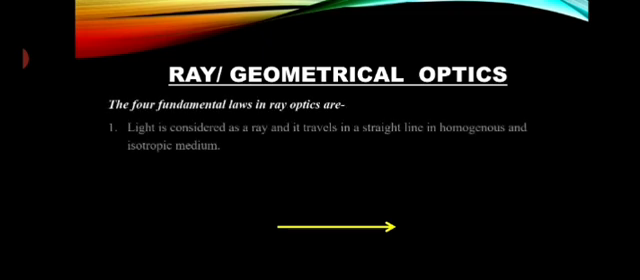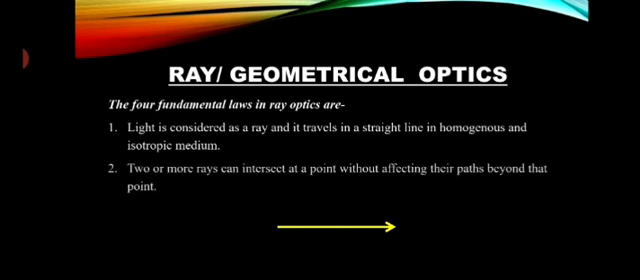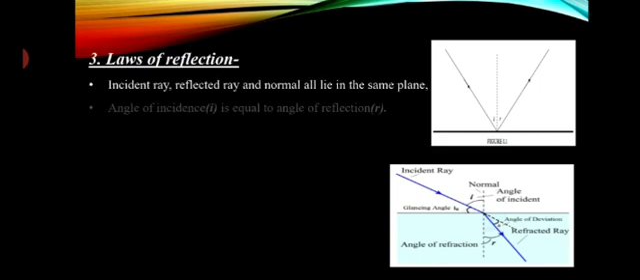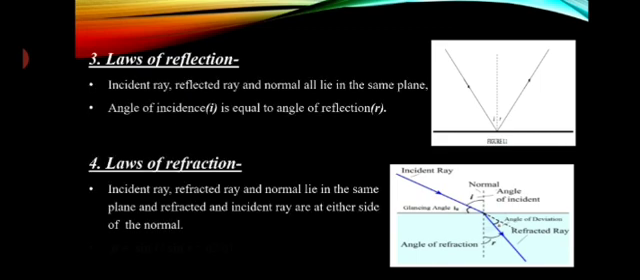Also, we saw that depending upon the nature of light, optics is divided into ray optics and wave optics. And also, we have seen the laws governing ray optics. The first law states that light is considered as a ray and it travels in a straight line path. The second law states that two or more rays can intersect at a point without affecting their paths beyond that point. And the third and fourth laws are the laws of reflection and laws of refraction.